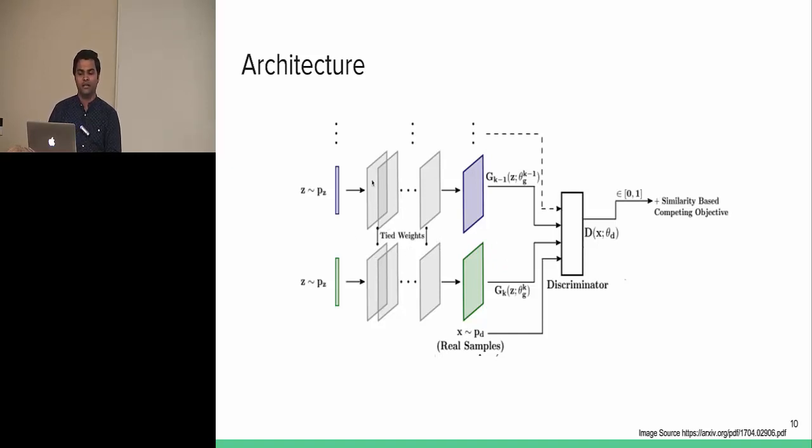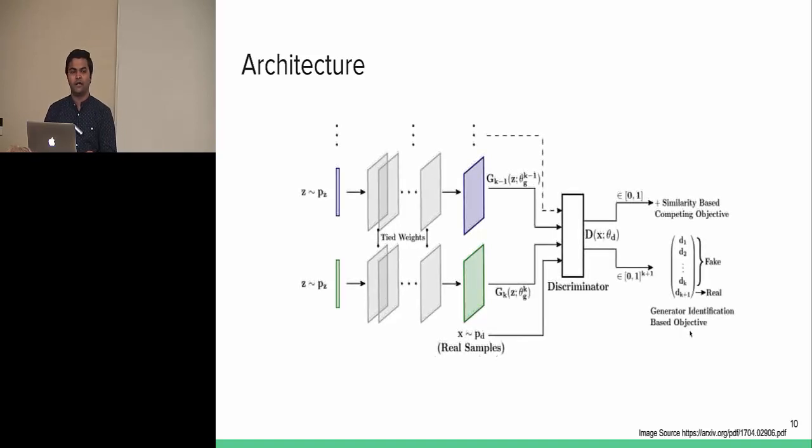It means that in all the initial layers of all the generators, the weights are shared, and only the final layer of the generators has different weights. This is when we are doing a similarity based computing objective. In the generator identification based objective, the change in the discriminator is that it will now have an output of k plus 1 classes, where k is the number of generators, and the k plus 1 output says whether it's a real image or a fake image.